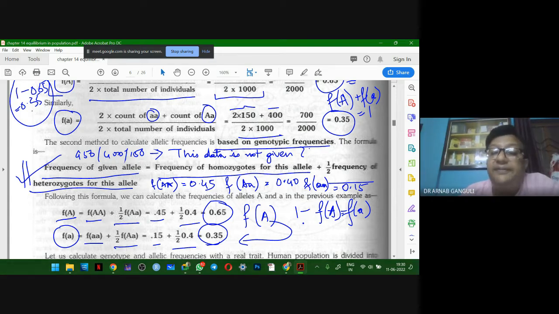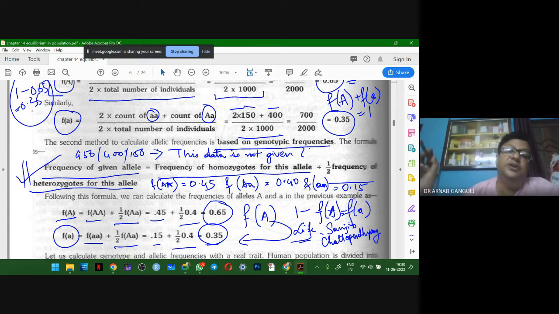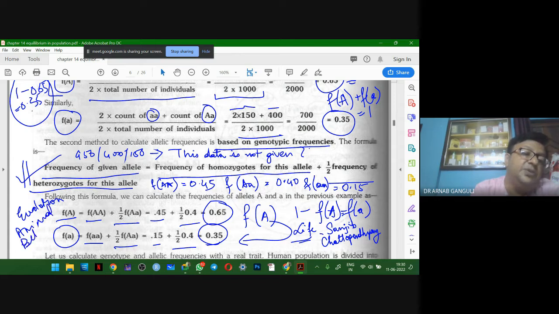Practice these sums. I've sent you this from this book only. Practice this sum. This is taken from Life. The author is Sanjeev Chattopadhyay. This is one of my favorite books. You can read about evolution and animal behavior from this book. You can buy this book. This is a very good book.